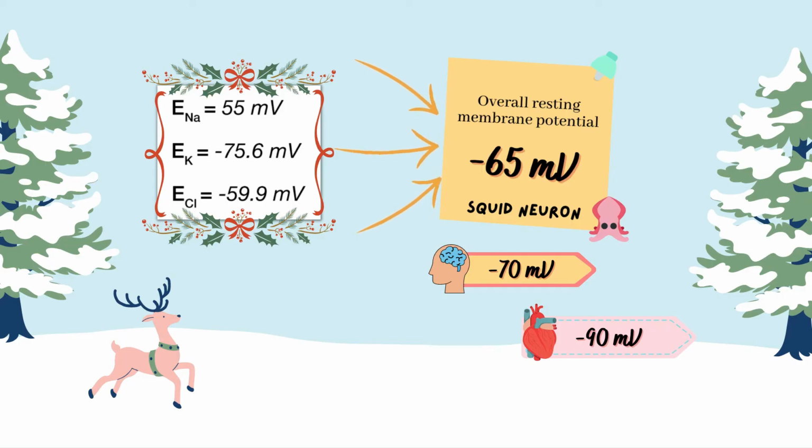Each ion concentration and resulting equilibrium contribute to the overall resting membrane potential, which is around negative 65 millivolts in the squid neuron and around negative 70 millivolts in the human neuron. It should be noted, however, that different types of cells have different resting membrane potentials due to different permeability to charged ions. For example, the cardiac muscle cell has a resting membrane potential of approximately negative 90 millivolts.